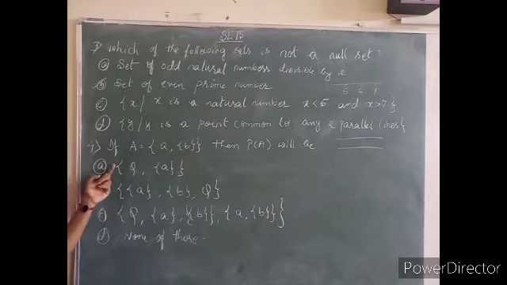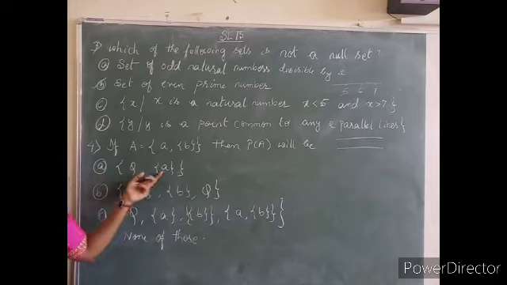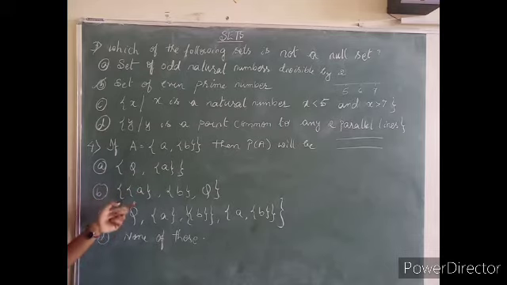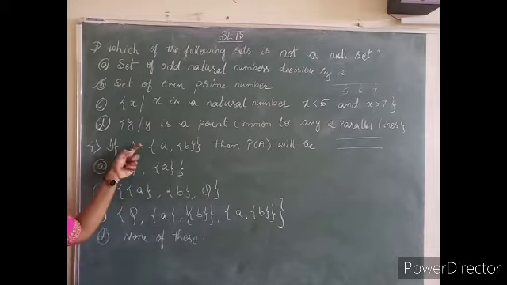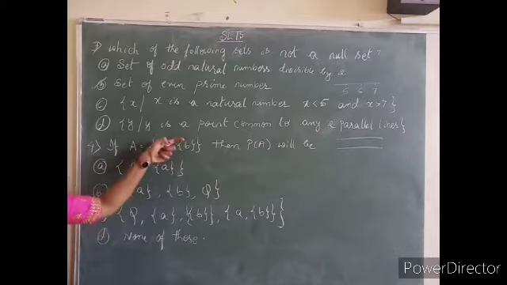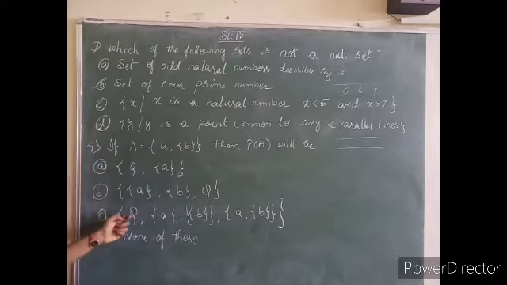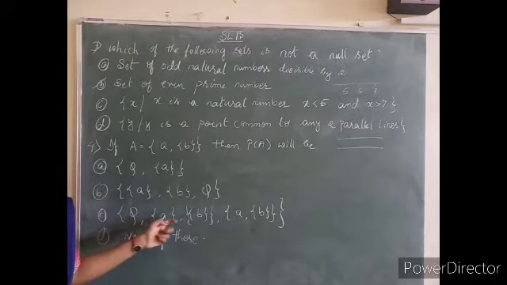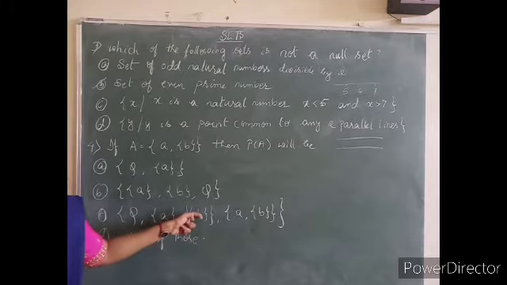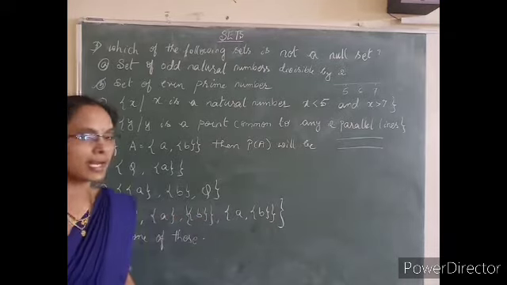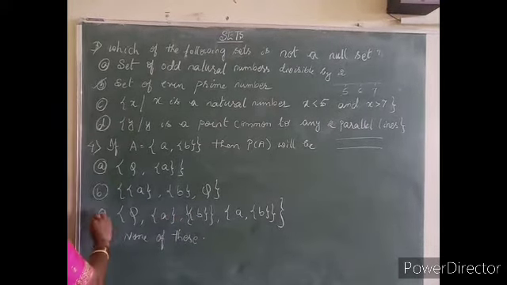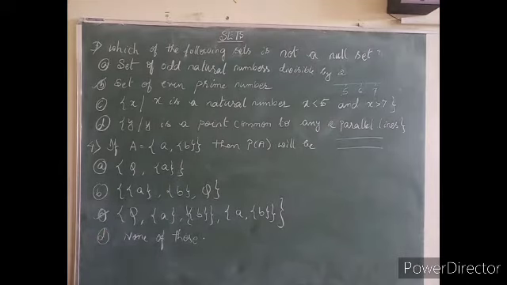Therefore, here this is not a power set of the given set. Here there is only the empty set and the one set. And option B is also not a power set, because this is a subset, but this is not a subset of the given set A. This is an element here. And option C: the empty set, the set containing the element A, the set containing this element, and the entire set. Therefore, option C is the power set for the given set A.